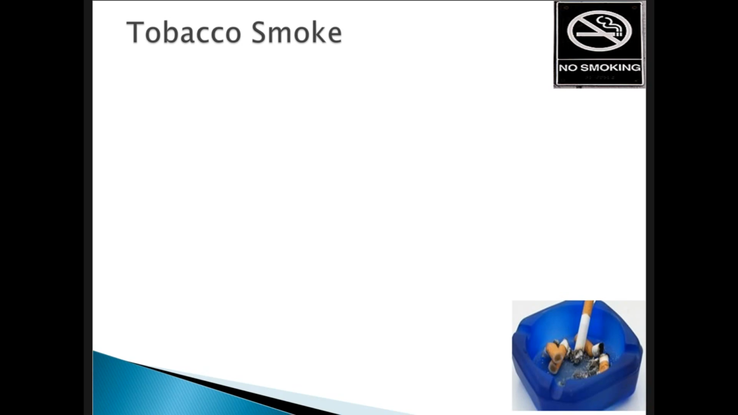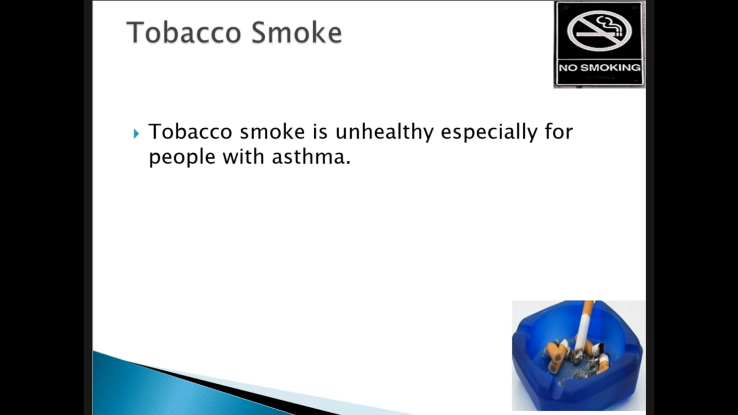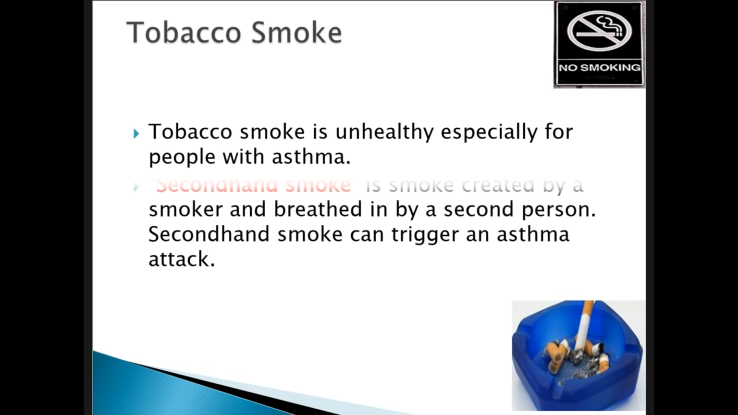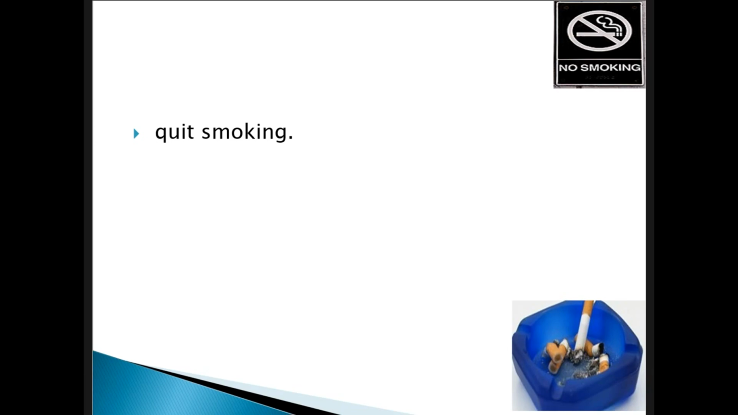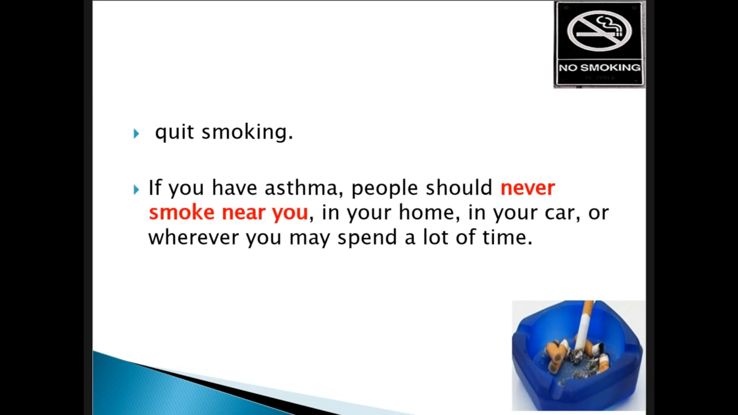Tobacco smoke. Tobacco smoke is unhealthy especially for people with asthma. Secondhand smoke is smoke created by a smoker and breathed in by a second person. Secondhand smoke can trigger an asthma attack. Quit smoking. If you have asthma, people should never smoke near you, in your home, in your car, or wherever you may spend a lot of time.